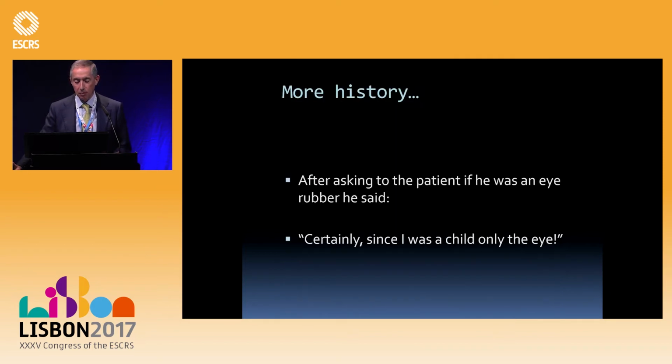So how can we match those findings? If we take more information by asking the patient, he was a rubber in only one eye. So, since I was a child, I only rubbed one eye. So this is so sensitive to distinguish what is genetic predisposition or what you changed biomechanically through trauma, because you can have ectasia also after trauma.